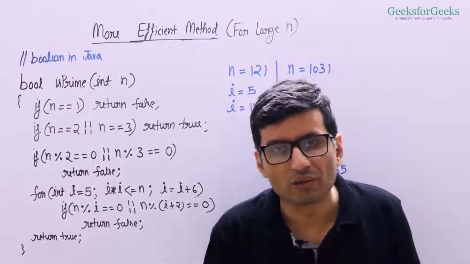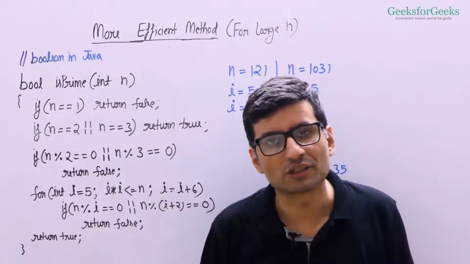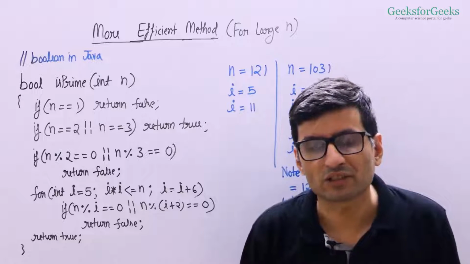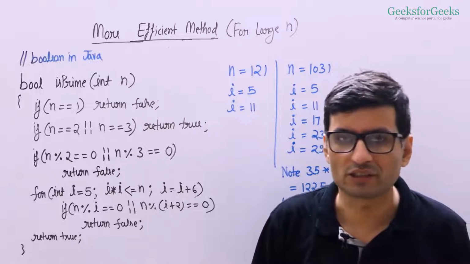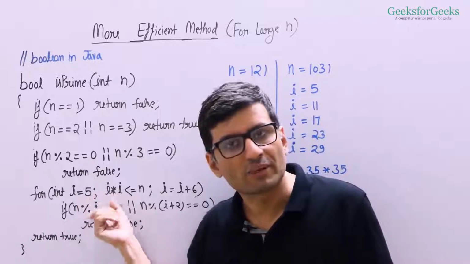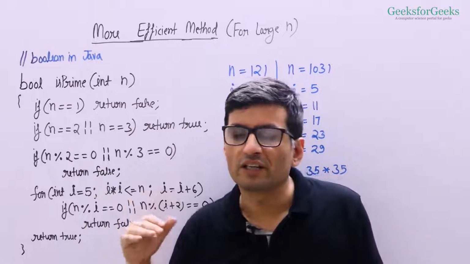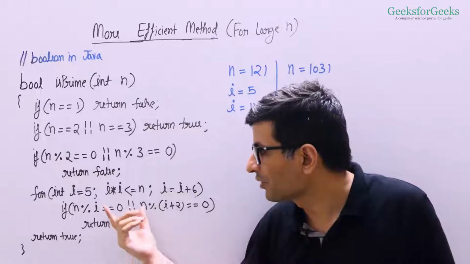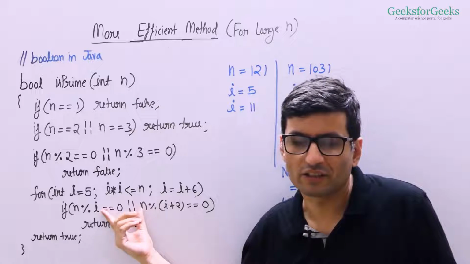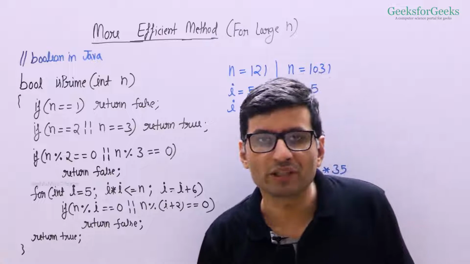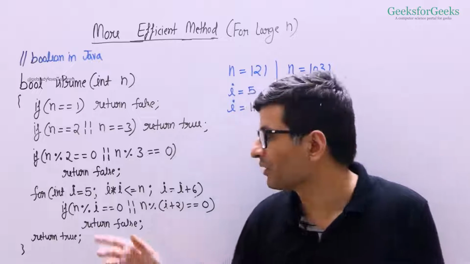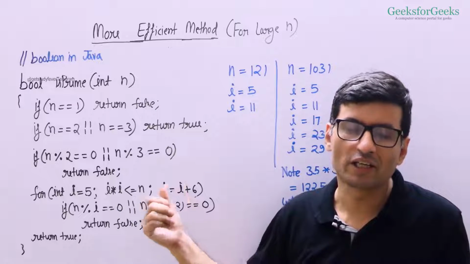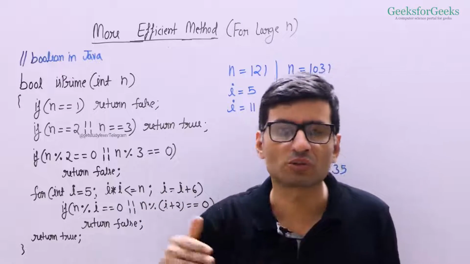If you take a closer look at this implementation, you can notice that this implementation is almost 3 times faster than the efficient method that we just discussed. We are incrementing i by 6 in every iteration, and in every iteration we are doing 2 divisibility checks, right? So we are mainly doing 1 by 3rd work compared to the previous solution where we were incrementing i by 1 and we were going from 2 to square root of n.